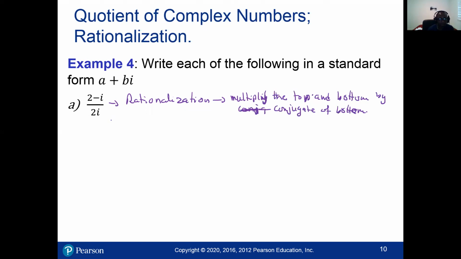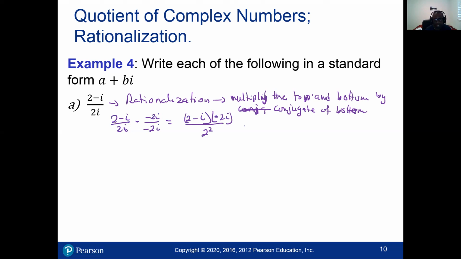So what we have there is 2 minus i over 2i. The conjugate of 2i is minus 2i, so we multiply by negative 2i over negative 2i. This will be 2 minus i times minus 2i, divided by a denominator that will just be 2 squared. Because you have negative 4i squared, and i squared is negative, so that makes it positive.